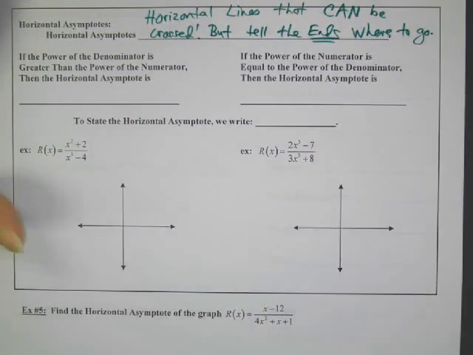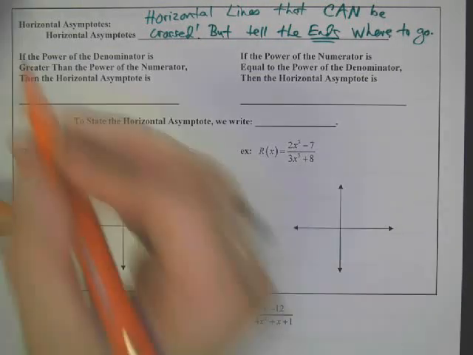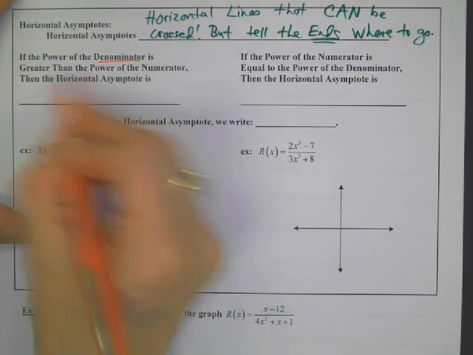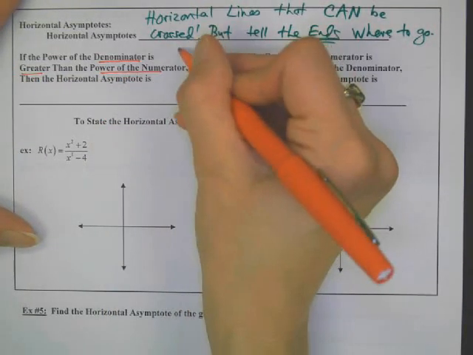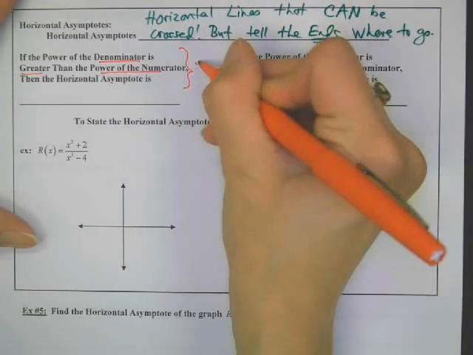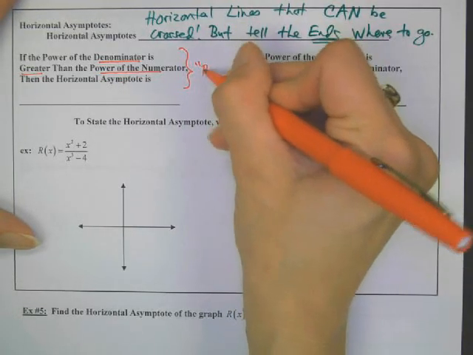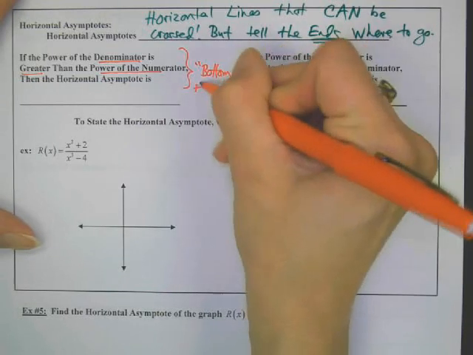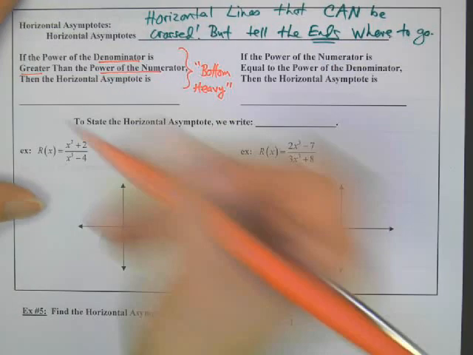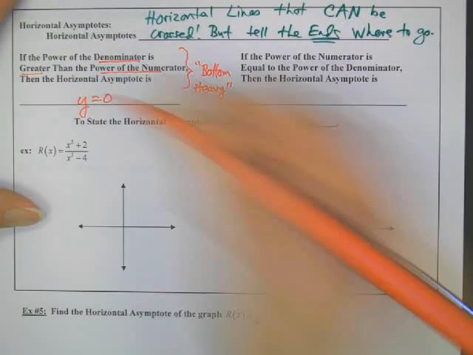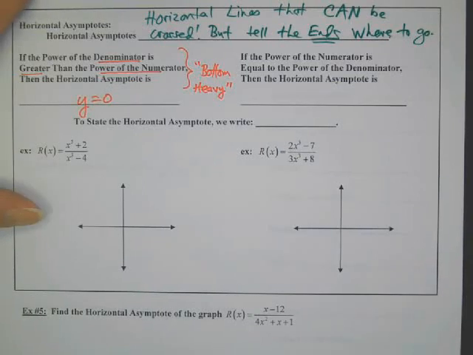Okay, so I think we saw an example of this yesterday. Horizontal asymptotes only tell the ends where to go. They have no say-so in the middle of a graph. Okay, if the power of the denominator is greater than the power of the numerator, so what I like to say for this is, unofficially of course, bottom heavy. If the power is greater in the bottom, then the horizontal asymptote is real easy. It's always y equals 0. That's going to be super easy.